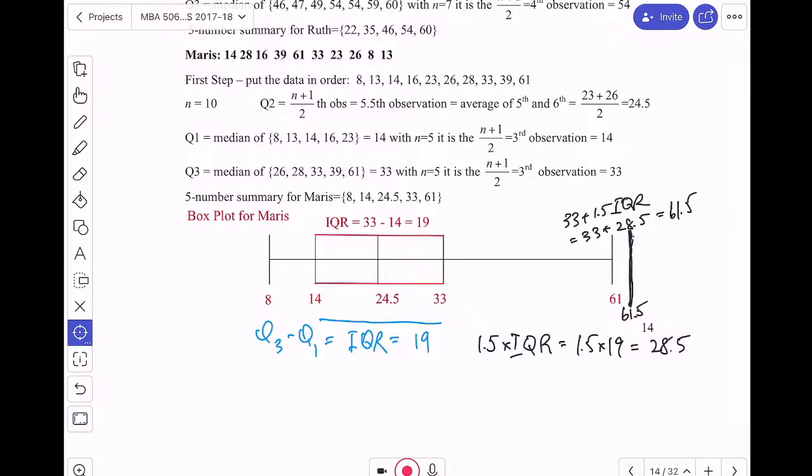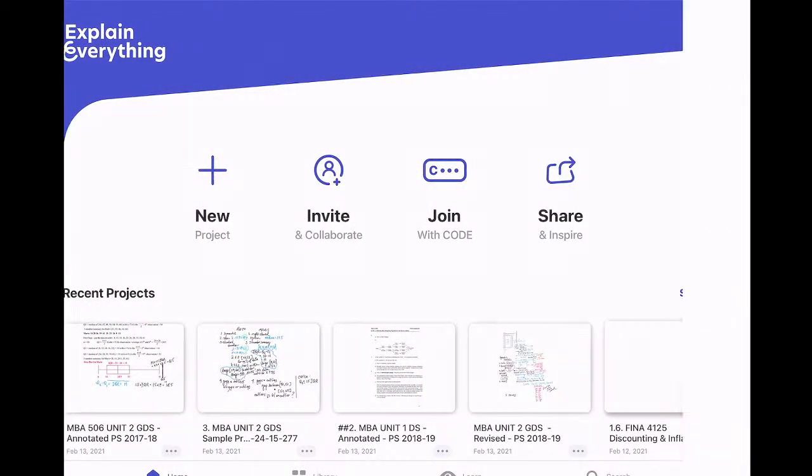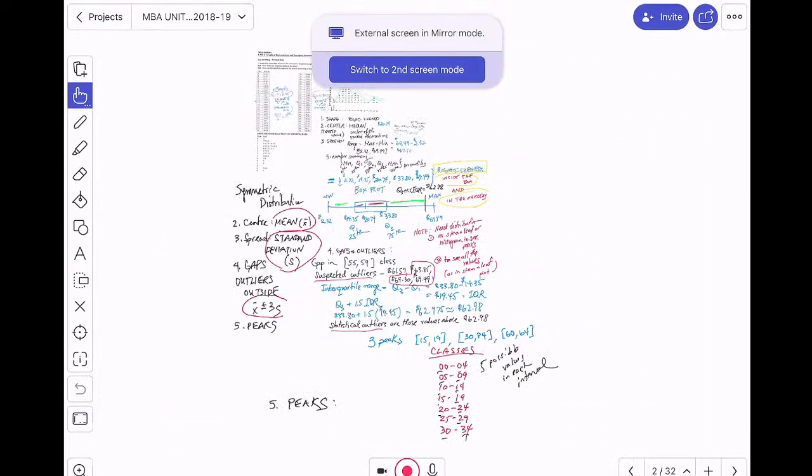Take a screenshot. Oh, opened the wrong one.